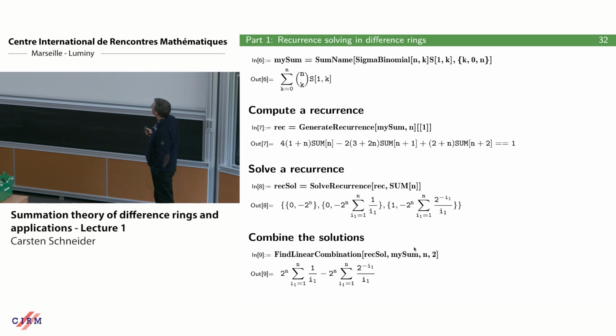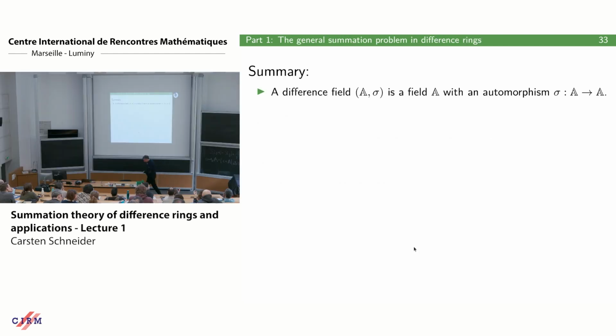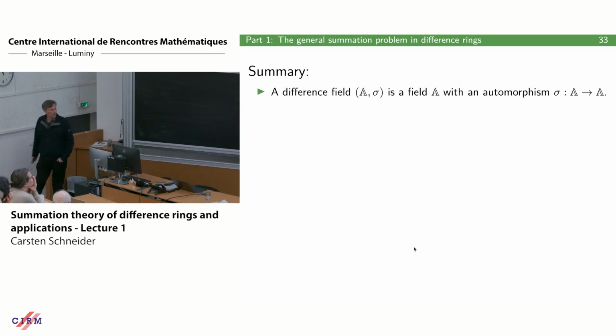So here basically now we compute we have the sum, we compute the recurrence, we solve it, and we find linear combinations. This was the end of the story. And let me conclude in the last 2-3 minutes. Here is a general problem that basically I'm interested in.